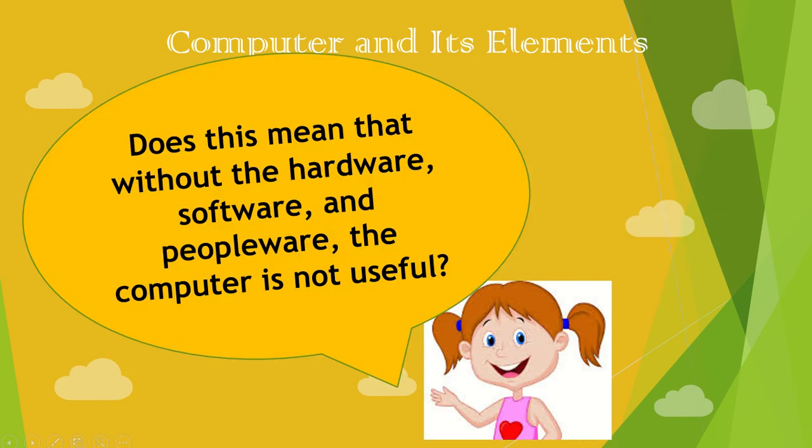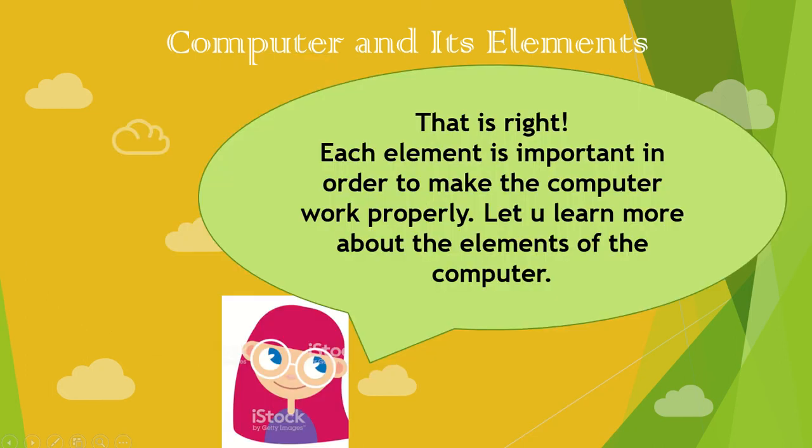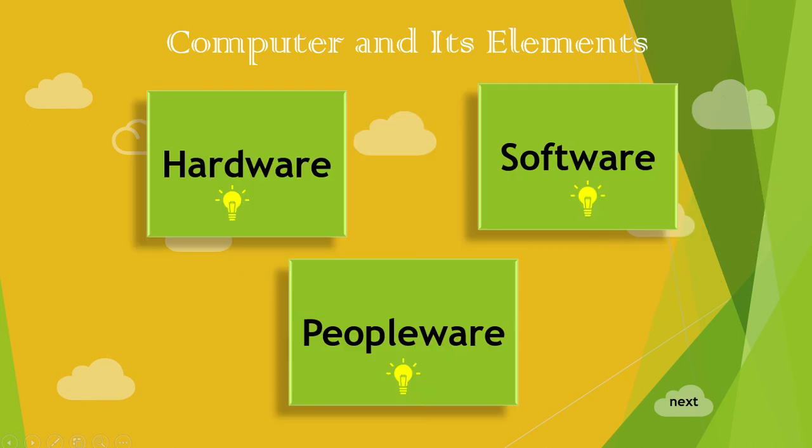So does this mean that without the hardware, the software, and the peopleware, the computer is not useful? What do you think? That's right. Each element is very important in order to make the computer work properly. Let us first learn more about the different elements of computer. Okay, we have three elements: the hardware, the software, and the peopleware.